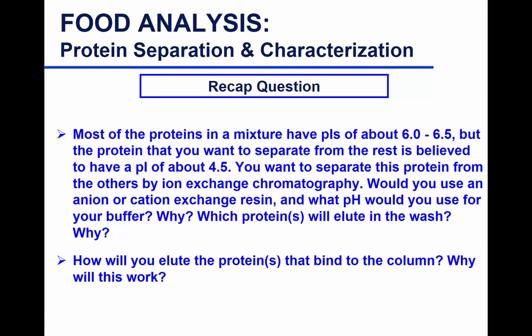Another way of doing it, other than pH changes, is to increase the salt. Not necessarily salting out the protein, but increasing the salt in the buffer. So the negative charges of the salt, let's say ammonium sulfate or NaCl, the Cl- will interact with the positive charges of the column, competing with your protein, and the protein will be eluted.